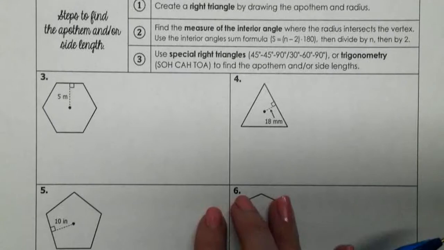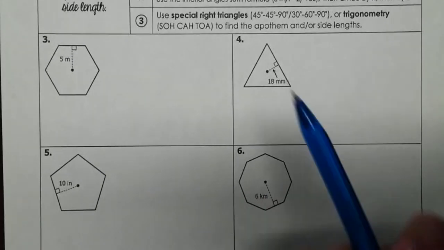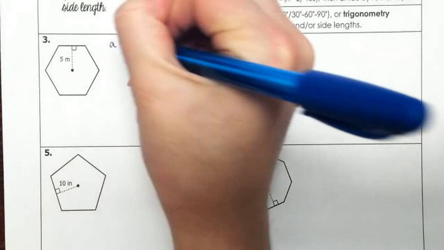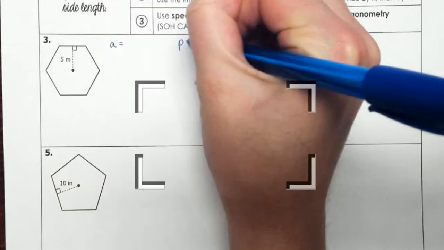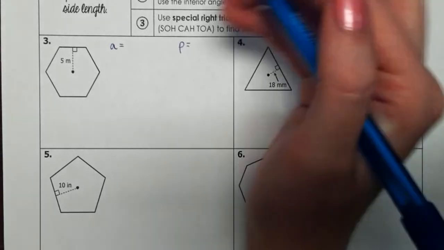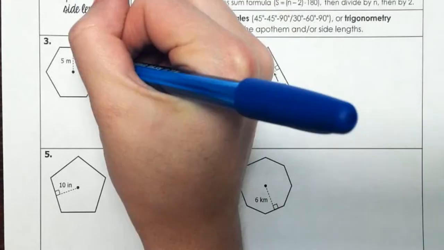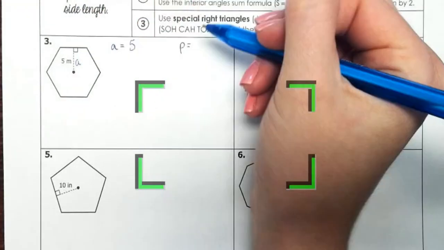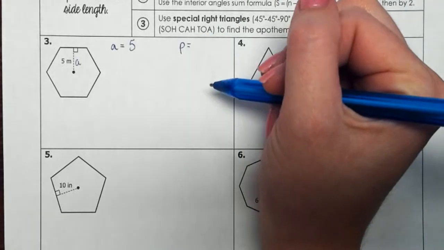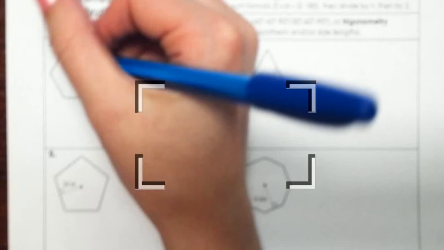Let's look at number 3. So in number 3, we've got to figure out what this is. I know I still need the apothem, and I still need the perimeter. Those are 2 things that I absolutely need. What I'm given here is the apothem. It connects the center to a side, so that's my A. That's 5. Now what I need is my perimeter. So my first step is to draw that right triangle. I'm going to draw it in right here.